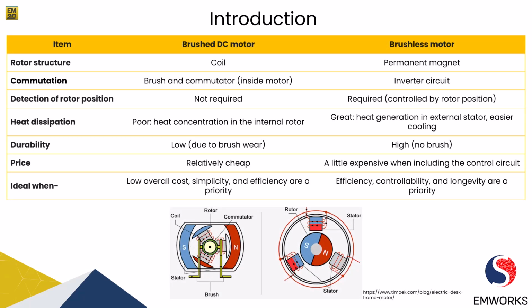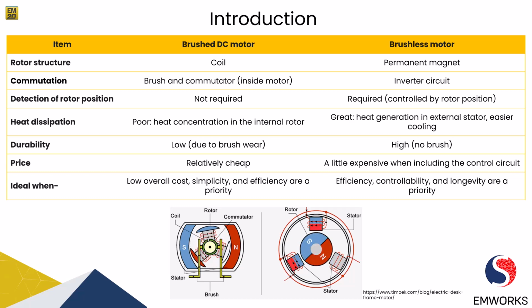Here are the differences between the brushed DC motor and brushless motor. If we look at the rotor structure, the brushed DC motor has a coil winding and the brushless DC motor has permanent magnets mounted or buried inside the rotor cores. For commutation, for brushed we have a commutator and brush as the name says, and we need an inverter circuit to run the BLDC motor. We also need to detect the rotor position so that we can turn on or turn off the particular inverter switches.